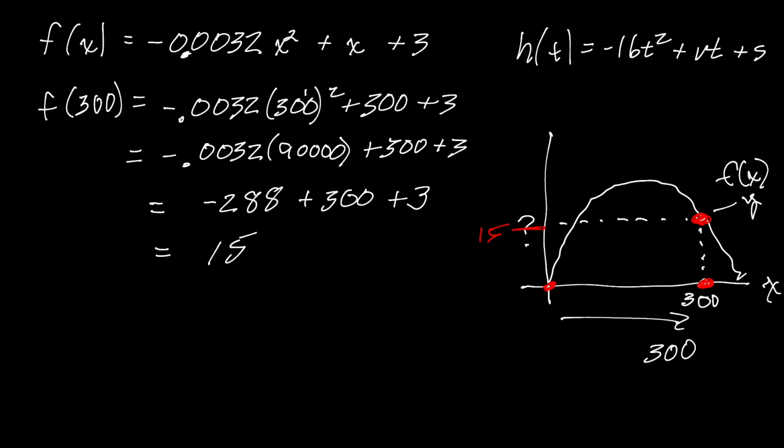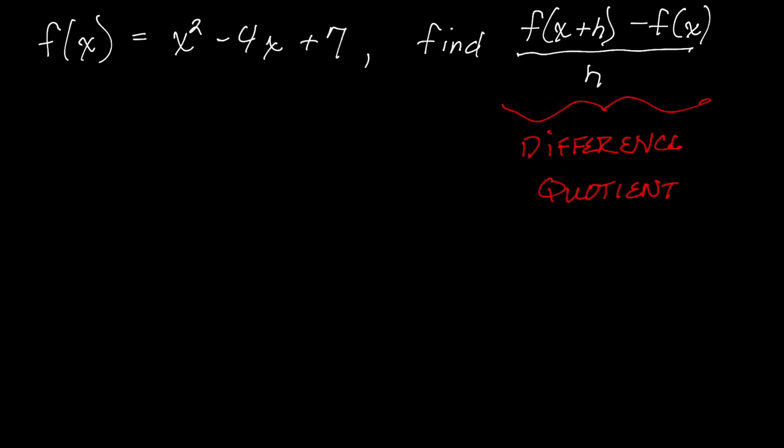All right, so hopefully that helps you interpret that a little bit better. Then we have one last example, which has to do with something called the difference quotient. So let's look at that. Okay, last but not least, here we go. Example number 10.